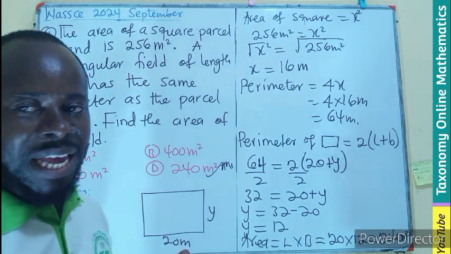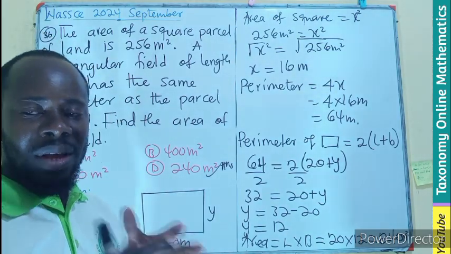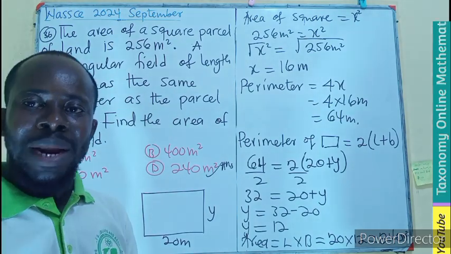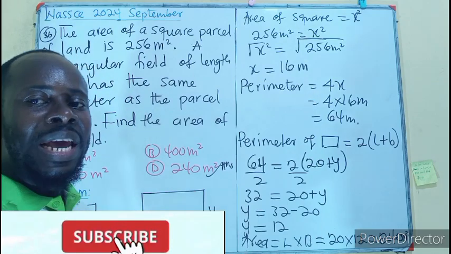The concept is area of a rectangle, area of a square, perimeter of a rectangle, perimeter of a square. That's the concept built in this question.